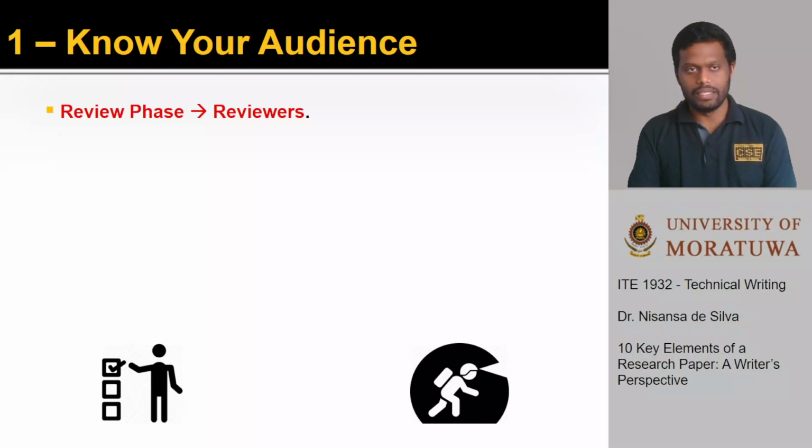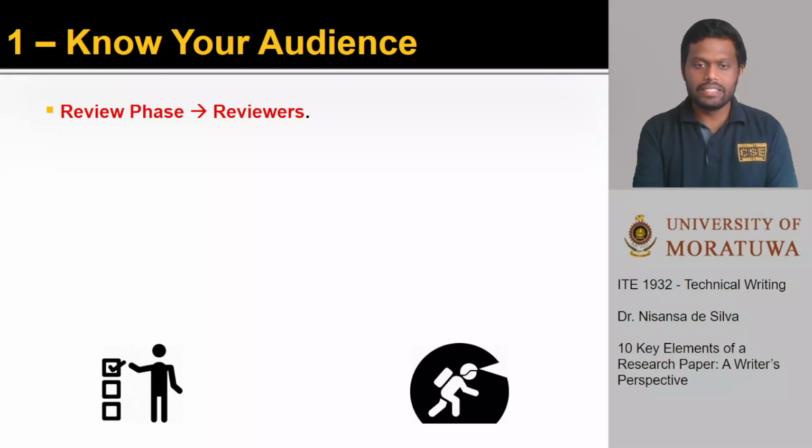The first thing to consider when you are writing a paper is to know your audience. There are two types of audiences that you are writing a paper for, and the first type is the reviewers. These are the people who will first read your paper and decide whether it is worthy of publication. When you submit your paper to a conference or a journal or a workshop, the editor or the track chairs will be sending your paper to the reviewers, and they will evaluate it and take a decision.